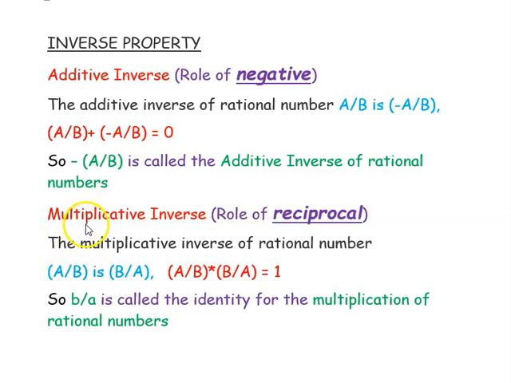The next property is the multiplicative inverse. In multiplicative inverse, the reciprocal of the given number plays the major role. If a by b is the given rational number, then its multiplicative inverse is b by a. That is, a by b times b by a equals 1. So b by a is called the multiplicative inverse of the rational number.